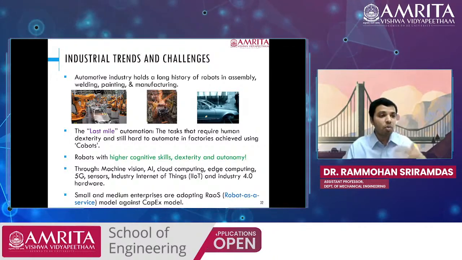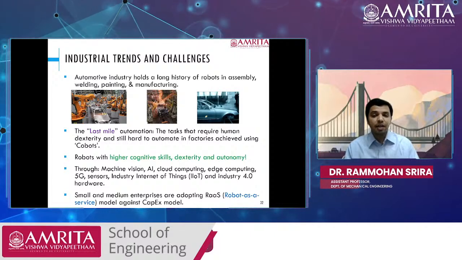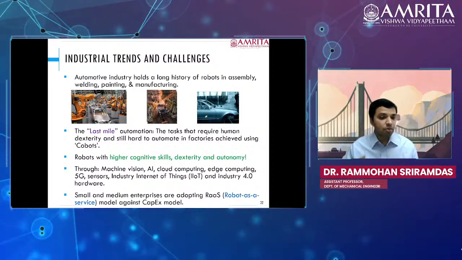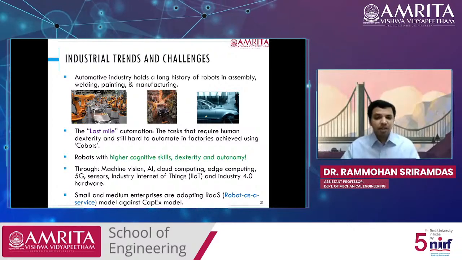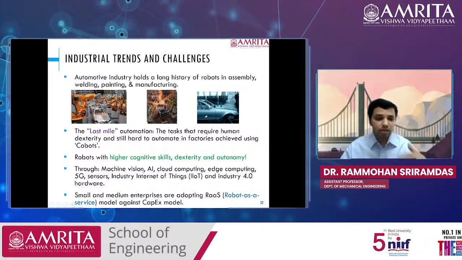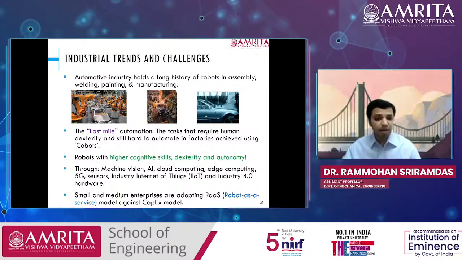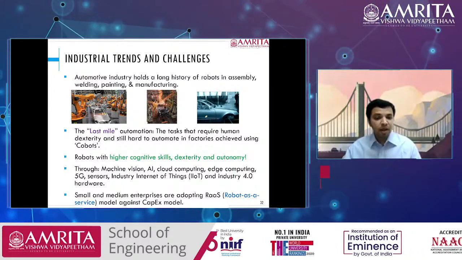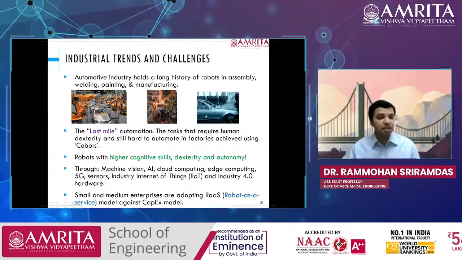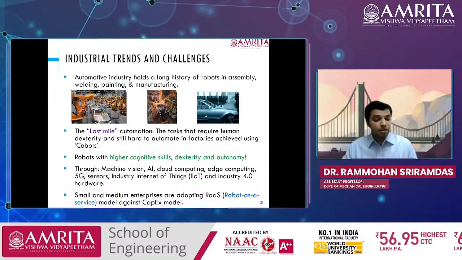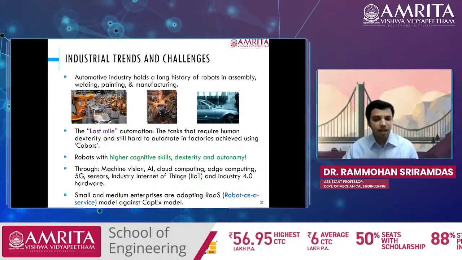And that is where cobots have come up. These cobots are collaborative robots, and they are going to help work alongside the humans. And there are many other such challenges. Cognitive skills are needed within the robot, and it should have very high dexterity and autonomy. And moreover, very interestingly, you will also need other aspects like machine learning, artificial intelligence, industry 4.0. Some of them we will briefly touch upon in the subsequent slides.